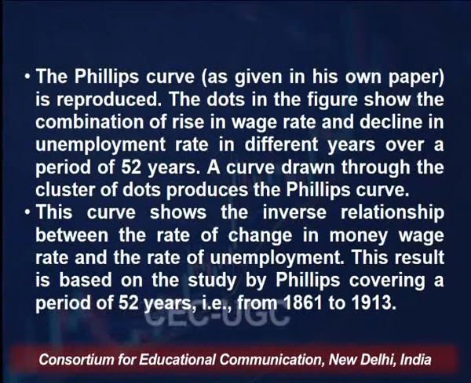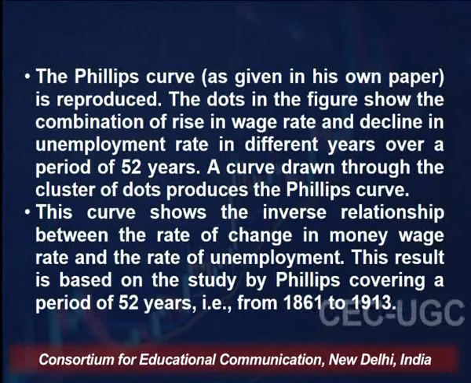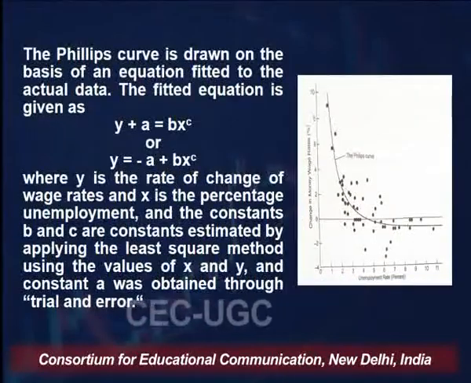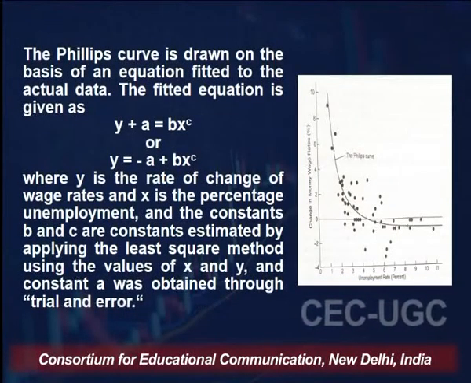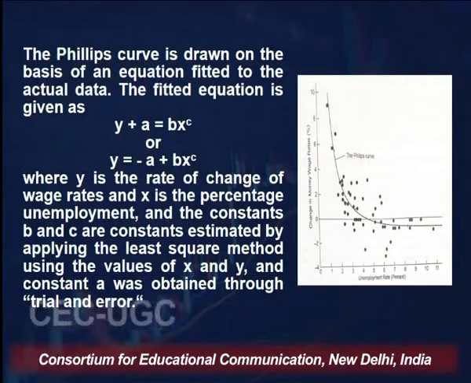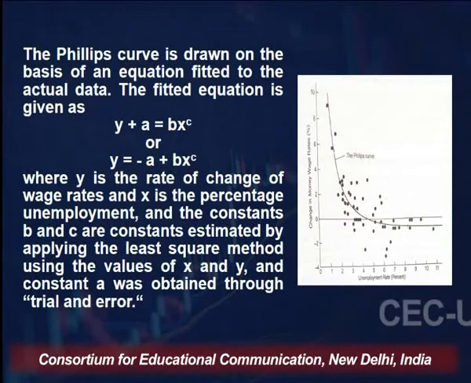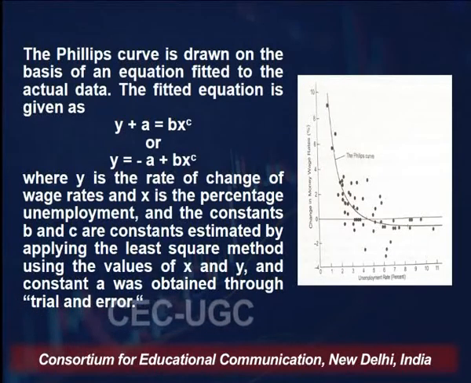A curve drawn through this cluster of dots produces the Phillips curve, and this curve shows the inverse relationship between the rate of change in the money wage rate and the rate of unemployment. This result is based on the study of the Phillips curve over 52 years. The Phillips curve is drawn on the basis of an equation fitted to the actual data, and the fitted equation is given as y + a = bx^c, or y = -a + bx^c.